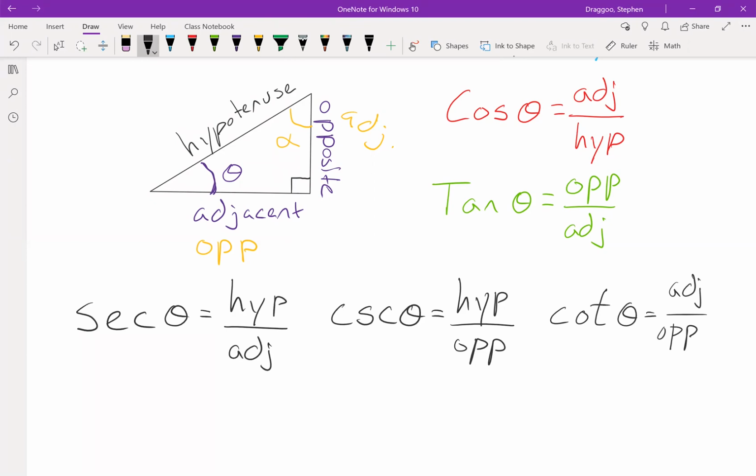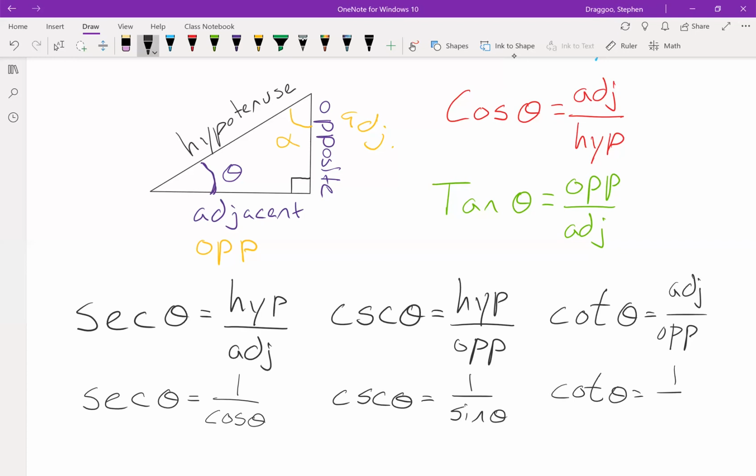So what else do I want to say? Each of these last 3 can also be defined as a reciprocal of one of the first 3, which is why they aren't quite as important. So for example, secant is the reciprocal of cosine, cosecant is the reciprocal of sine, and cotangent is the reciprocal of tangent.